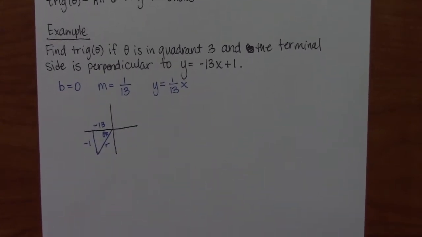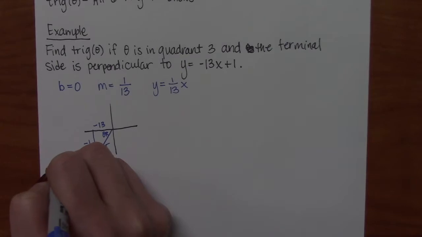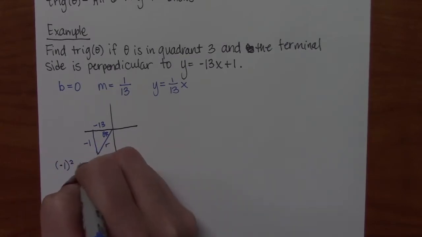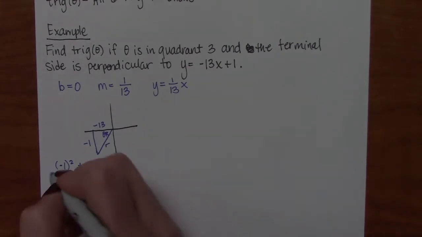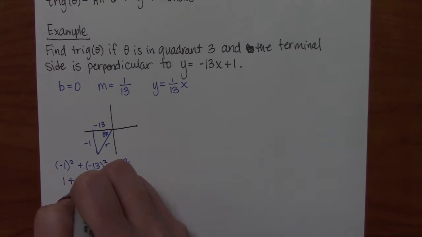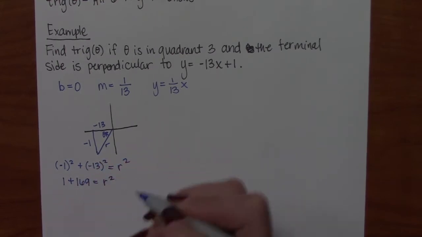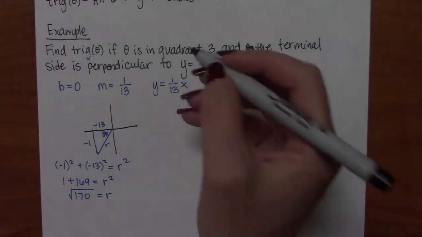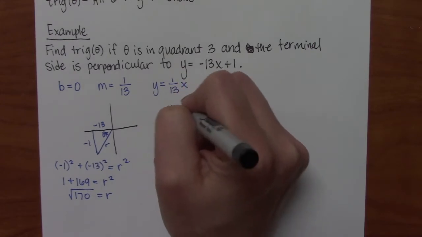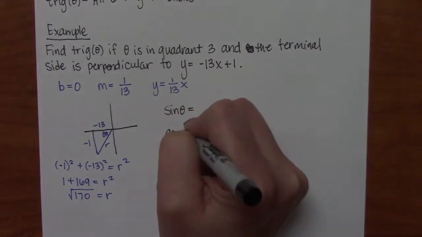And so we're going to use the Pythagorean theorem to do that. So negative 1 squared plus negative 13 squared will equal r squared. So 1 plus 169 is r squared. So the square root of 170 is r. This isn't a perfect square, so you just leave it as the square root of 170. So that's your hypotenuse. Now that you have your hypotenuse, we can list our 6 trig functions.